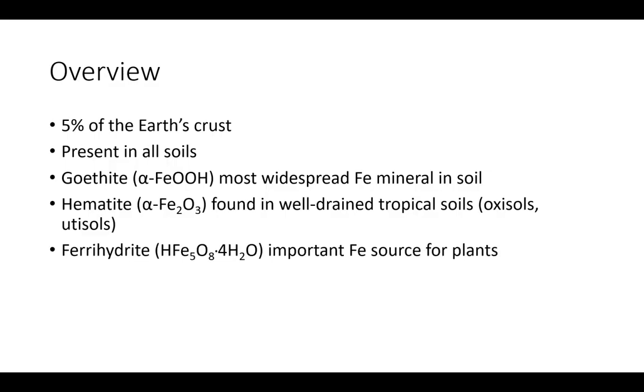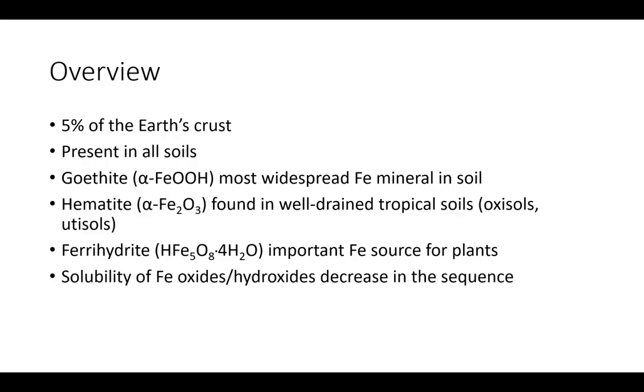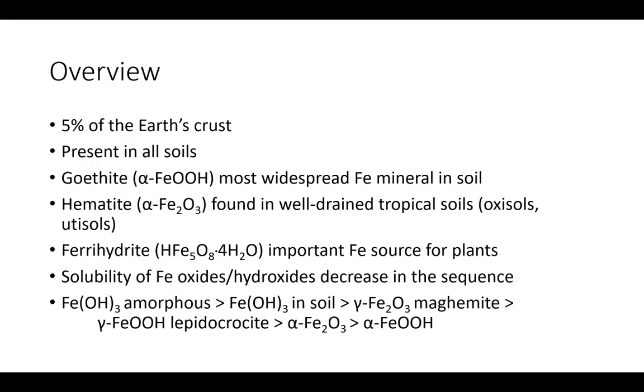Ferrihydrate, which is a hydrated iron molecule, is an important source for plants. These are found in most soils everywhere. The solubility of iron oxides and hydroxides decreases in the sequence. Iron 3 hydroxide amorphous is more soluble than iron 3 hydroxide in the soil. This is more soluble than gamma iron 3 oxide, ferric oxide, which is often called maghemite. This is more soluble than the gamma iron 3 oxyhydroxide, which is lepidocrocite, which is more soluble than the alpha iron 3 oxide, which is more soluble than the alpha iron 3 oxyhydroxide.